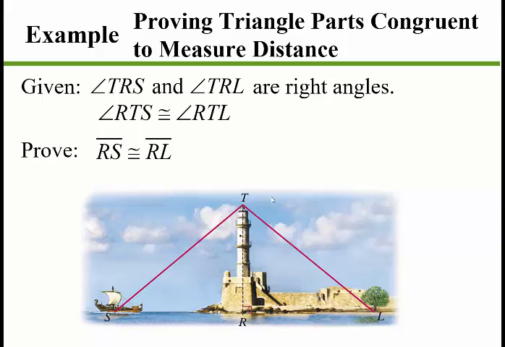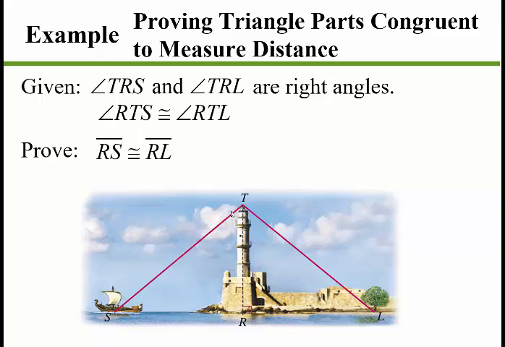So what we want to do is basically use the distance from R to L and show that it's congruent to the distance of R to S. That's really what we're doing, so that I can figure out what this distance is, and thus that's how far the ship is. All right, so here's what you're given.